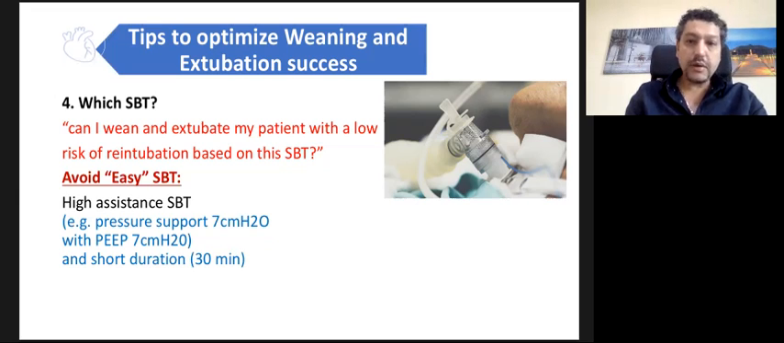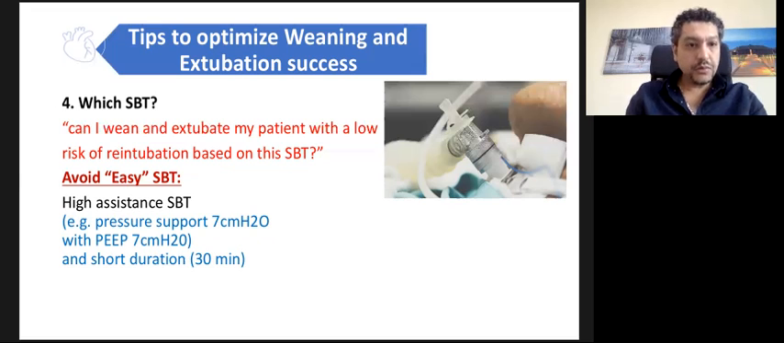So this is the reason why most recent guidelines suggest that the spontaneous breathing trial may be performed if it has a low level of assistance, not a high assistance level, like I showed in the slide here. And it should be a short duration, around 30 minutes, not more.